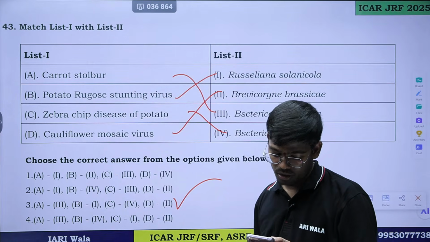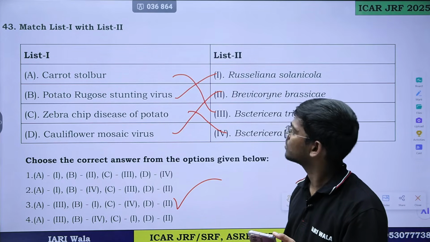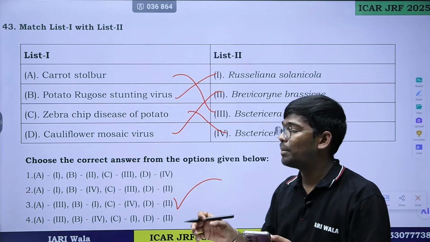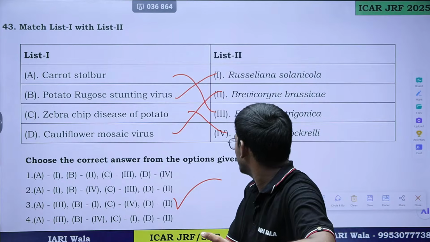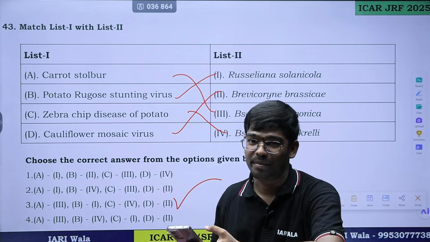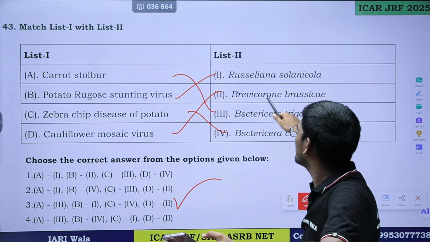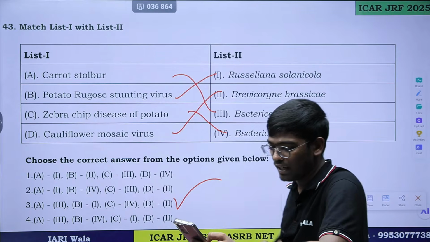Anshal Gupta, good, 3. Scirpophaga, you gave 4. See, zebra chip disease of potato is transmitted by what? Bactericera cockerelli. And potato rugose stunting virus is transmitted by Russelliana solanicola, that is the South American potato psyllid. That's why you were telling 4.